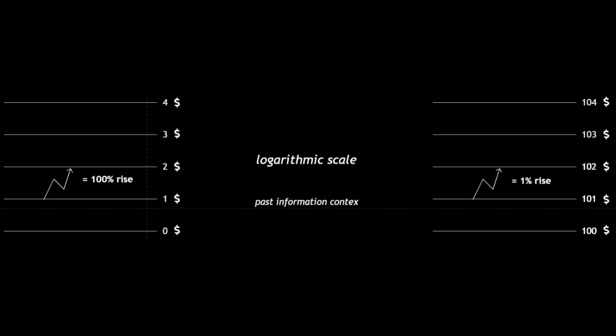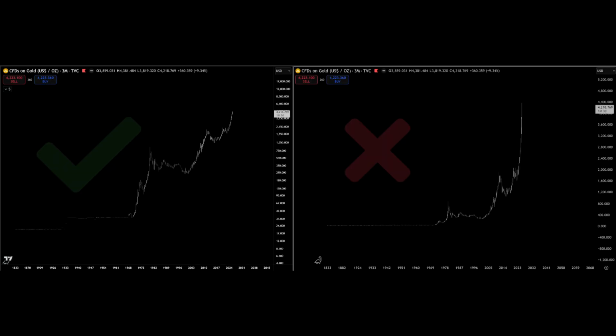This is how the market values itself. Price doesn't move in dollars, it moves in percentages. A move from $1 to $2 equals 100%. A move from $101 to $102 equals 1%. Same dollar move, completely different market meaning.